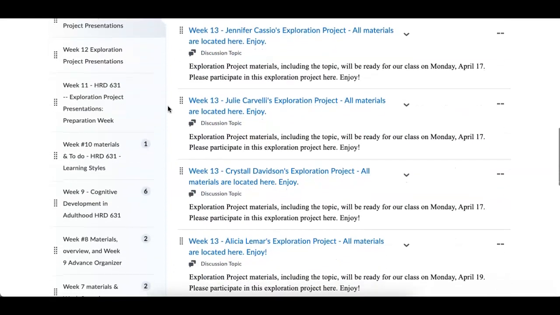all of the exploration facilitators that we had last week in week number 13. Jennifer, Julie, Crystal, and Alicia. And, you know, wonderful, wonderful, wonderful. I think it's a really rich experience to have people in our class do the study, and then they actually facilitate our learning. We're getting a lot of exposure to really interesting topics.